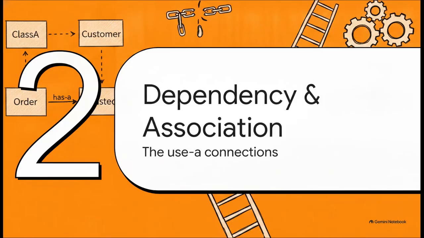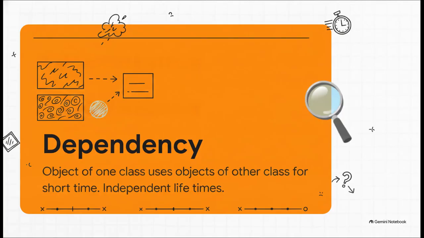All right, starting at the bottom of the ladder, Section 2, Dependency and Association, the user connections. First up is dependency. And this is a very, very weak temporary relationship. It basically happens when an object of one class just uses an object of another class for a short amount of time, usually just passing it right into a function to perform a specific task. What is absolutely vital to understand here is that their lifetimes are completely independent. Like the creation or destruction of one object has literally nothing to do with the other. Plus, it's unidirectional. The class being used is entirely unaware that the dependent class even exists.